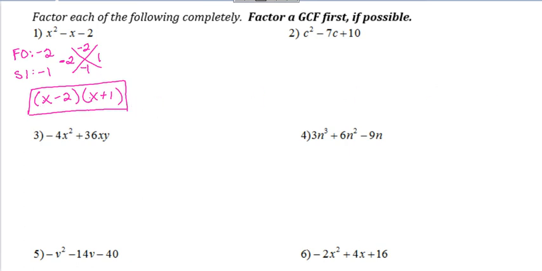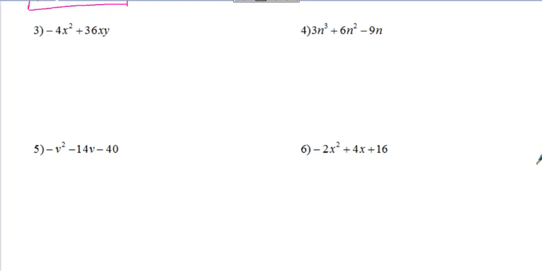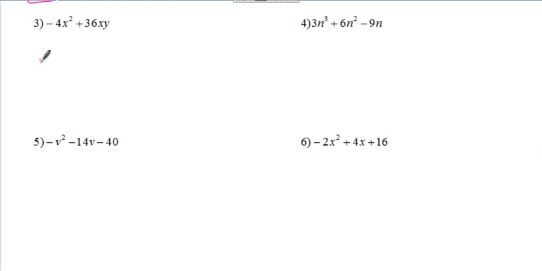Let me do two more. I'd like to skip number 2 and go to number 3. Let's see, do we have something that is the greatest common factor of these two terms? We do. We see a -4 is common to both of them, and we see an x is common to both of them. And so we need to factor a -4x out of each of these terms. The way we do that is we divide each term by -4x.